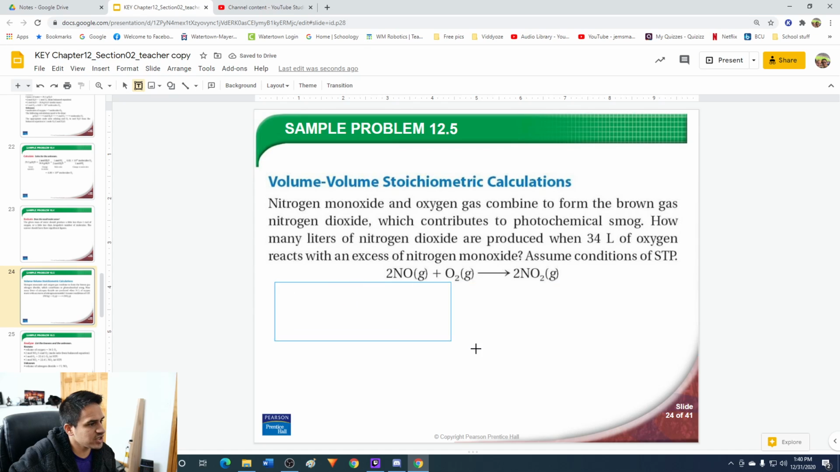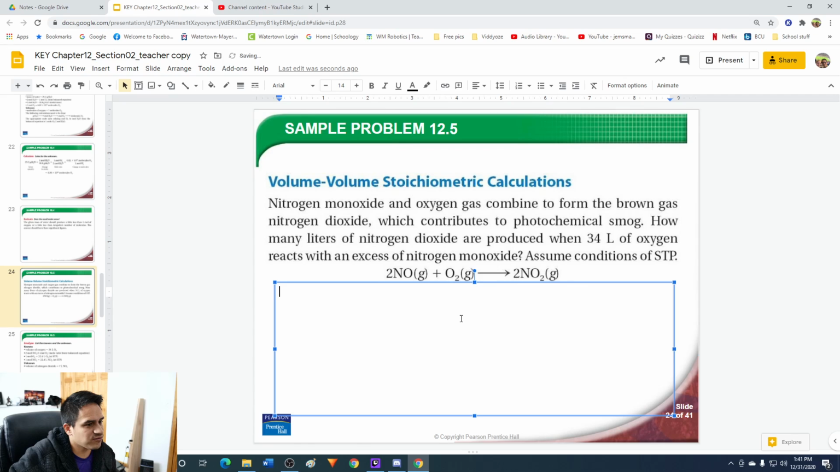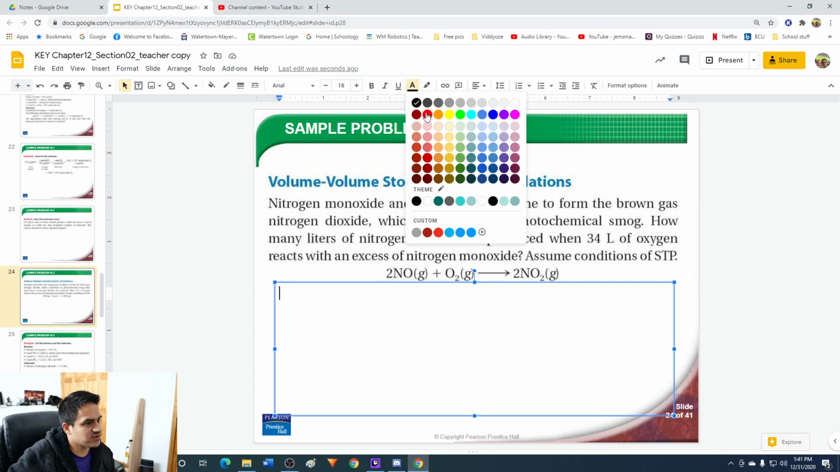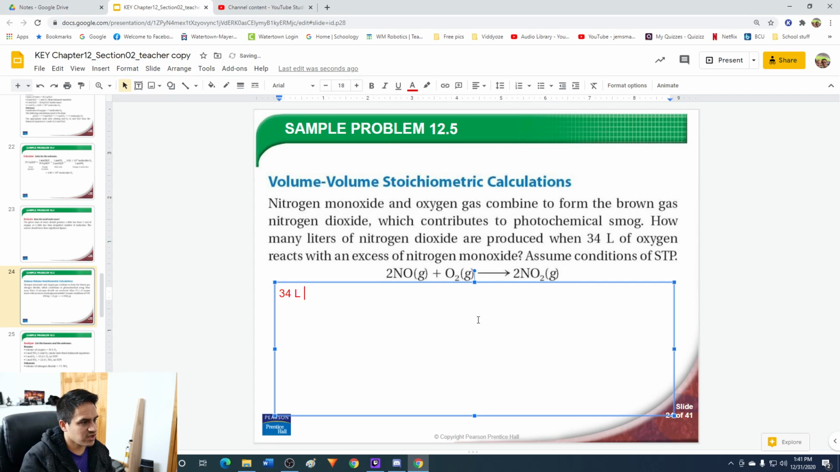So this one says nitrogen monoxide and oxygen gas combine to form the brown gas nitrogen dioxide, which contributes to photochemical smog. How many liters of nitrogen dioxide are produced when 34 liters of oxygen react with an excess of nitrogen monoxide? Assume conditions of STP. So we have 34 liters of oxygen, O2, and the question is how many liters of nitrogen dioxide, NO2, are produced. So we're basically going to go from liters of O2 to liters of NO2.